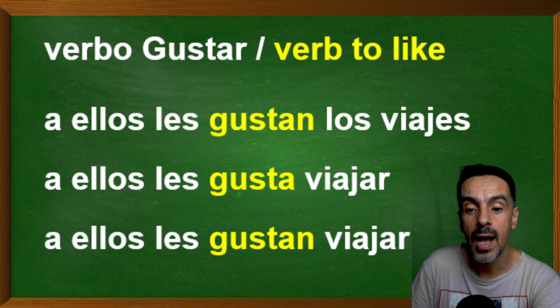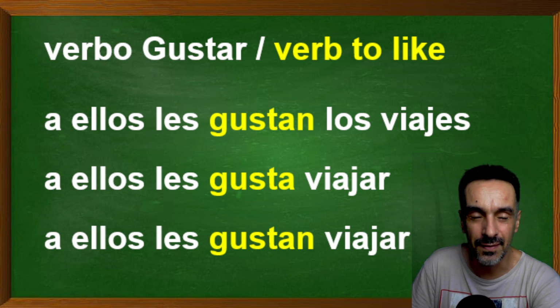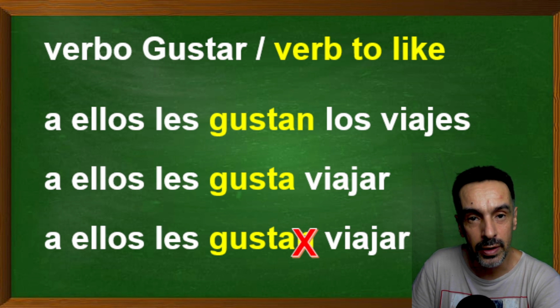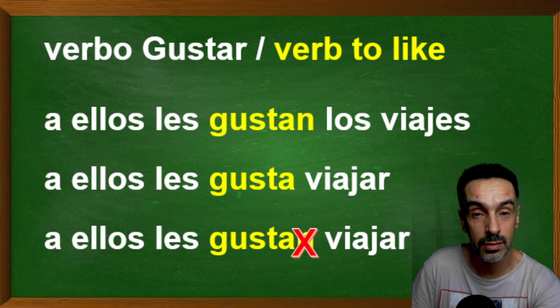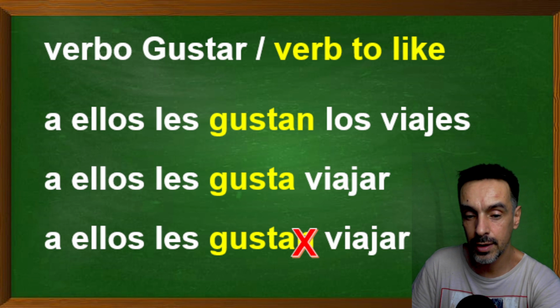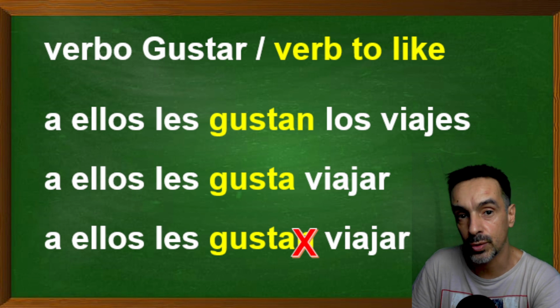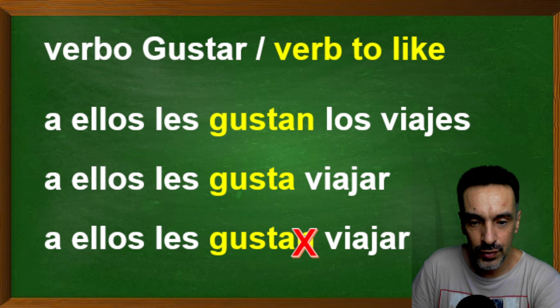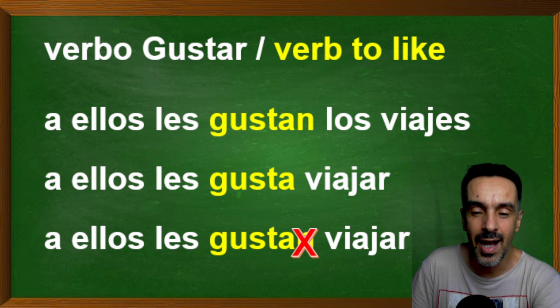So then, a ellos les gustan viajar. It won't sound very good when you do the pronunciation. So you have to eliminate the N. A ellos les gusta viajar. But even though people, when they talk very fast, right? So when they talk like this, a ellos les gusta viajar. To your friends, to your family, anybody, a group of people. A ellos les gusta viajar.